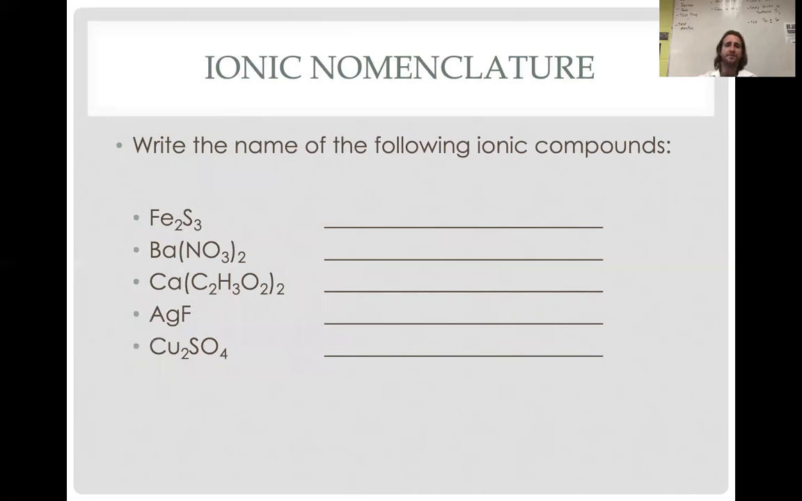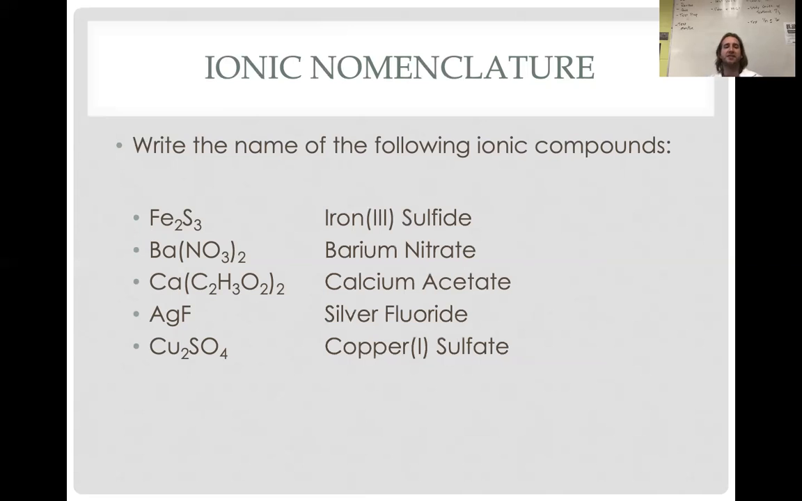Should be able to go the other direction then. Go ahead, pause it. Name these for me. Watch out for your transition elements with the Roman numerals, except for aluminum, zinc, and silver. Looks like we got iron(III) sulfide for the first one, barium nitrate for the second, calcium acetate for the third, silver fluoride for the fourth, and copper(I) sulfate for the last one. That last one is kind of tricky to think about. You need 2 of them to cancel out the SO4 2-. So each one individually must be a 1+. Remember that Roman numeral is the charge on the copper, not how many of them there are. Watch out for that on that piece.